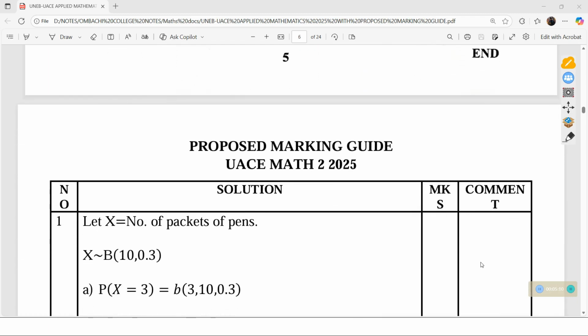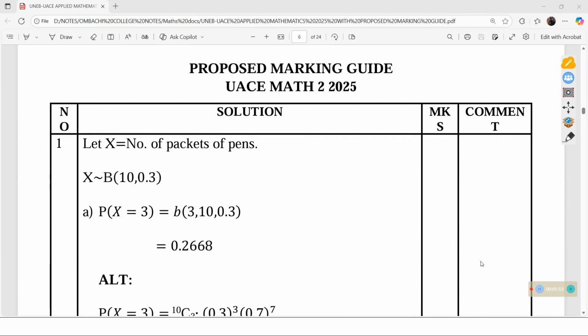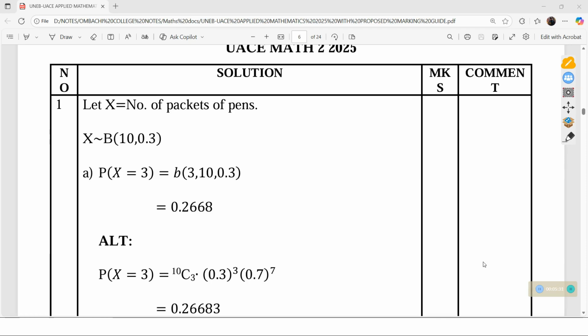So basically let us come to the proposed marking guide. So this is a proposed marking guide, meaning there can be some errors. So not everything that is within will be correct. So try to check, try to do on your own, and let us know if you found any problems within the guide. So we are looking at a solution to question number 1.